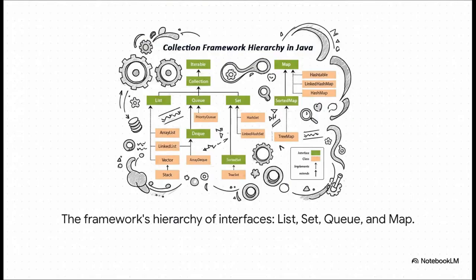Let's take a quick look at the blueprint here. The whole framework is this neat hierarchy. You've got these big general ideas at the top, like Collection and Map. And underneath them, you get more specialized tools like List, Set, and Queue. Each of those then has different implementations, like ArrayList or HashSet, that are fine-tuned for very specific jobs.